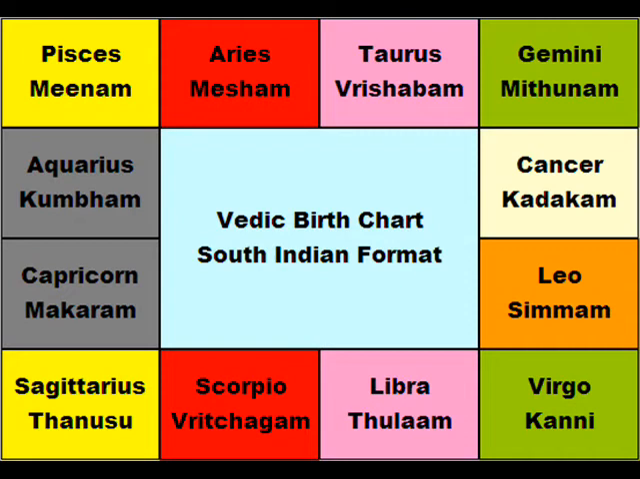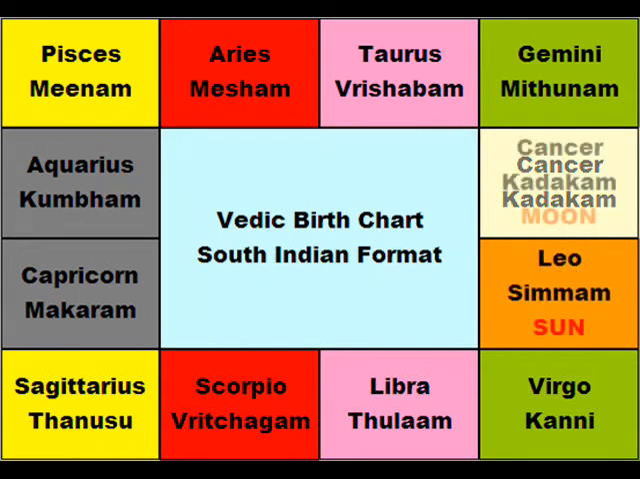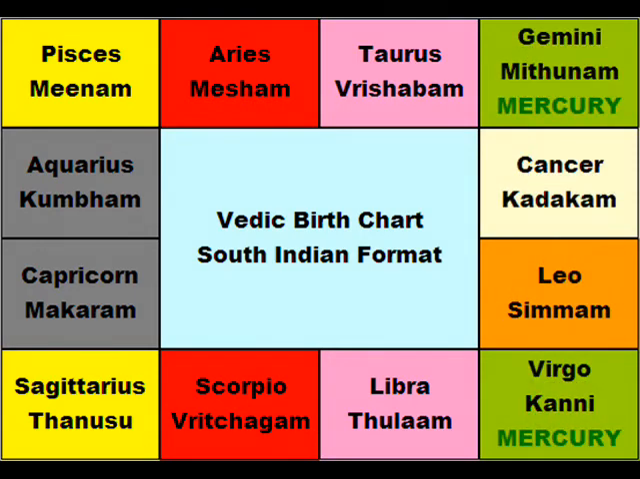Now the colors are there for a reason. I want to introduce the rulership of each of the signs to you. The Sun and the Moon rule one sign each, and the rest of the 5 planets rule 2 signs each. Let me begin with the Sun. The Sun rules over Leo, the Moon Cancer. Next, Mercury rules over Gemini and Virgo. Green is Mercury's color.